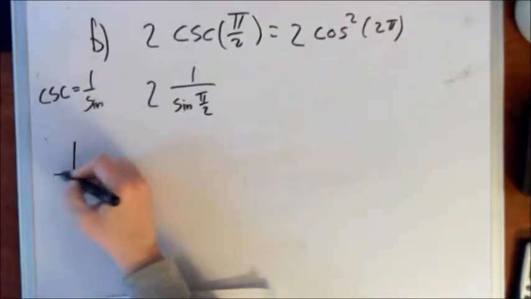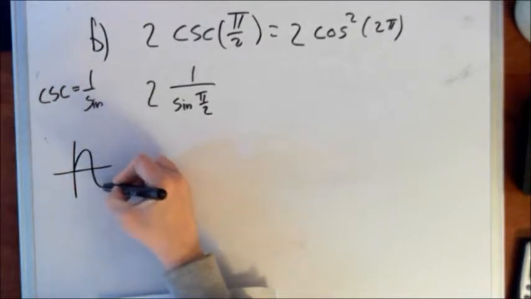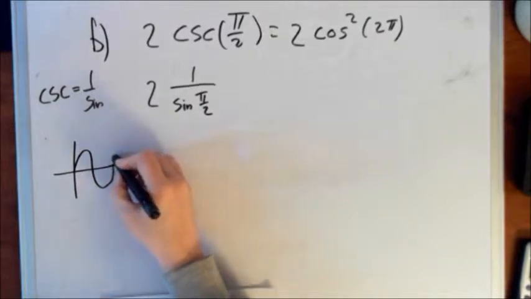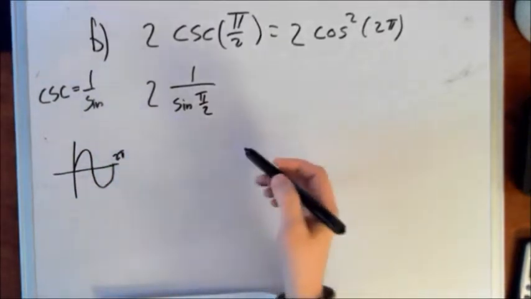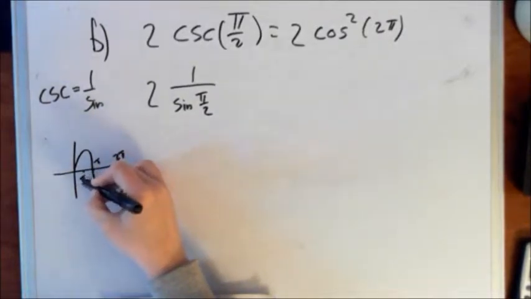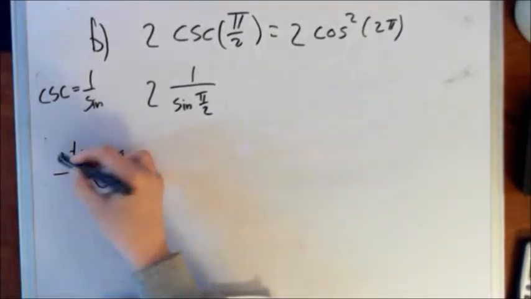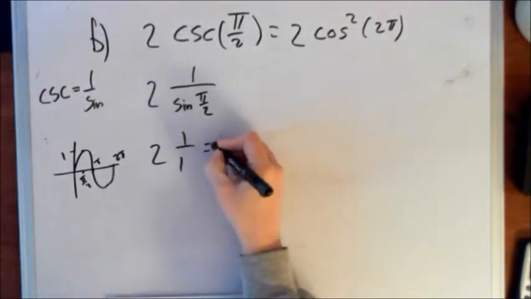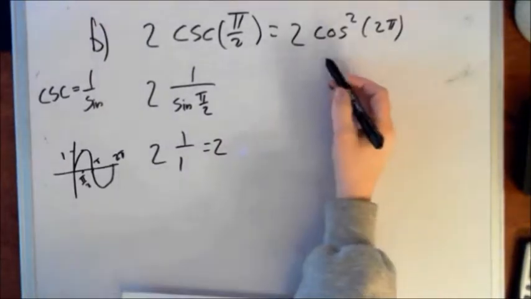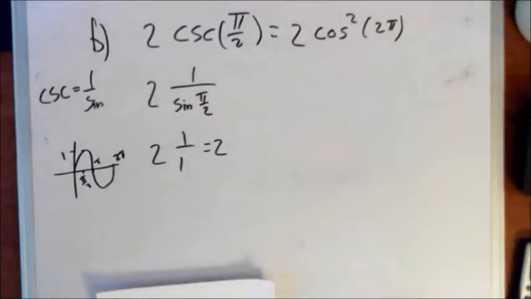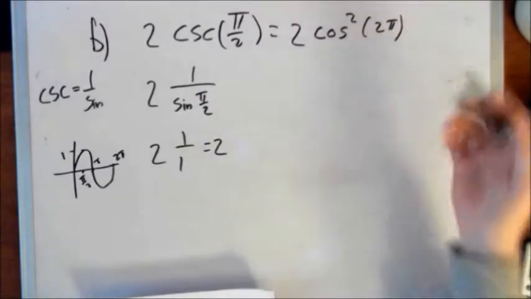And what is sine of pi over 2? Just knowing that the graph of sine looks like this. Knowing that this is one complete revolution at 2 pi. This is pi, and this would be half pi. So sine at half pi is equal to 1. So we got 2 times 1 over 1 is equal to 2. So let's look at this side over here. And I'm going to show you an easy way first, and then I want to show you the hard way second. But hey, easy stuff first, right?